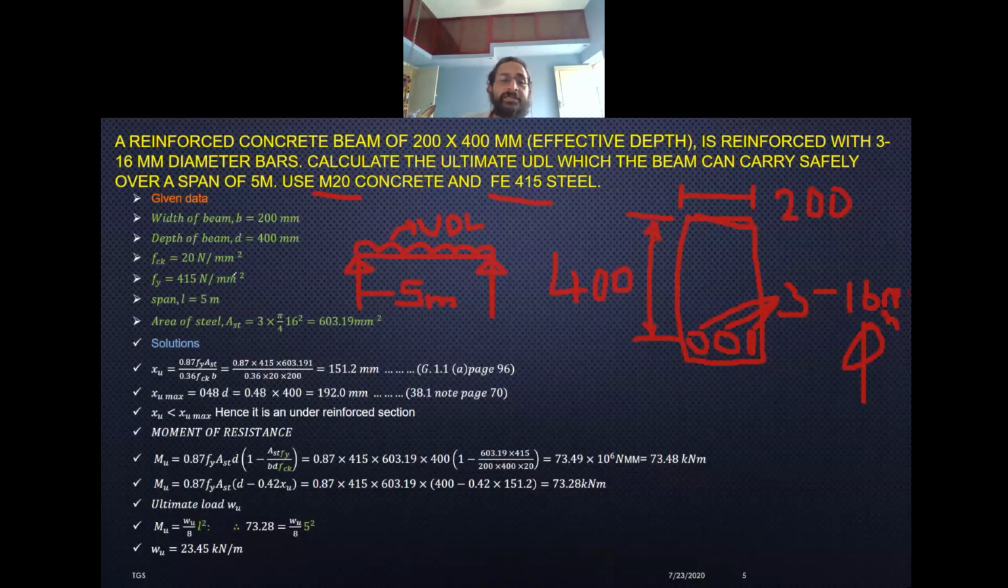So the data is given. Width of the beam 200, depth of the beam 400, fck is 20, fy is 415, span is 5 meter. Calculate the UDL the beam can carry safely over a span of 5 meter. Area of steel is 3 numbers of 16 mm diameter bars. So 3 into 5d squared by 4, this is 603.9 millimeter square.